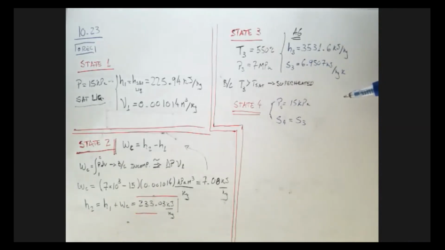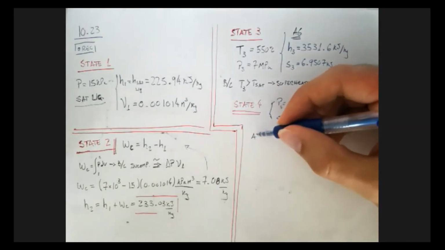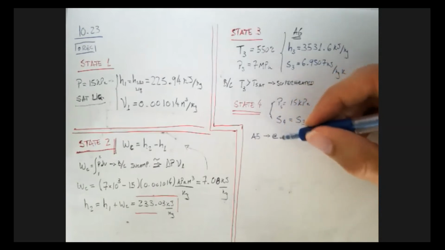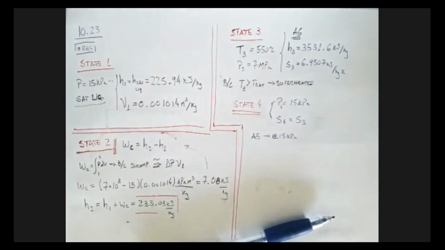Later on, this is going to vary, right? Later on, we're going to have isentropic efficiency on turbines, so we're going to calculate our ideal state 4, and then we're going to reverse back to the actual state 4, just like we did with the Brayton cycle. But for now, it's an ideal system, so we can go ahead and do this. Then we're going to look on table A5, at 15 kilopascals, and look for the 6.9 to see what's going on.